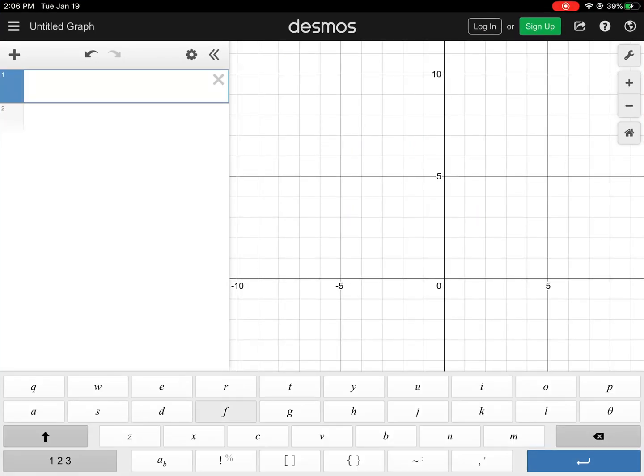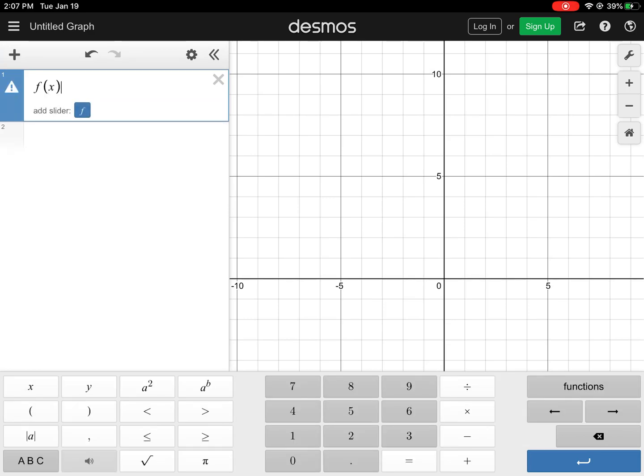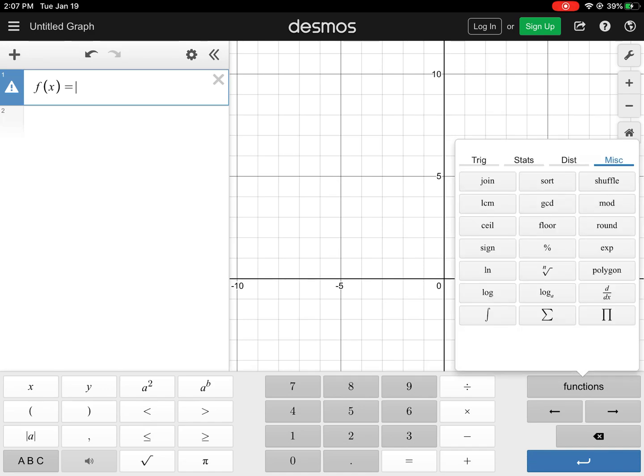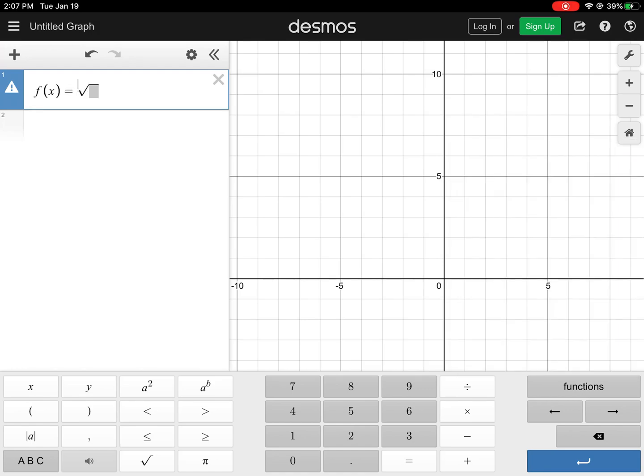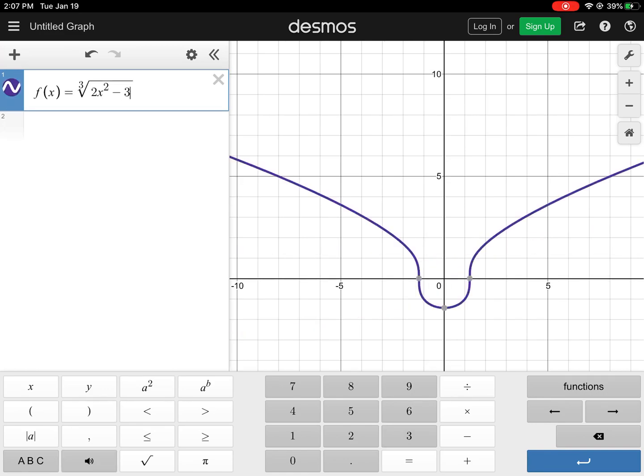Okay, so we have f of x is equal to, now to get the cube root, we're going to hit the functions key, miscellaneous, and then nth root. Hit the 3, then the arrow to the right, and then 2x squared minus 3.